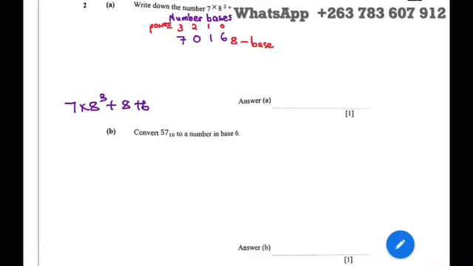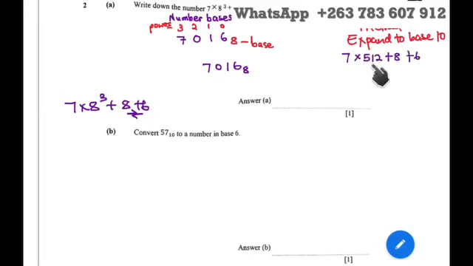Or you could expand this number. How? This was method 2, expand to base 10. So 7 by 512, since 8 to the power 3 is 512, plus 8 plus 6. This was going to give you 3,584 plus 8 plus 6. If you add this, you'll get 3,598. Then you convert 3,598 to base 8. So you reach the same answer.